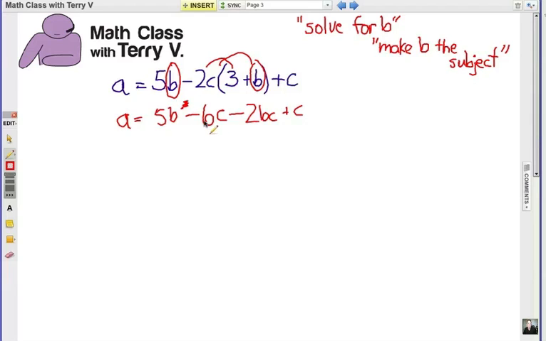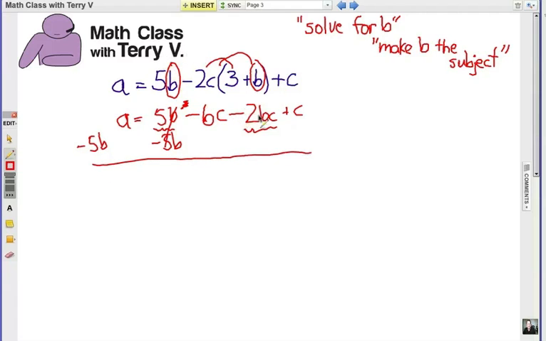Okay, now I have a 5B term there and a BC term there. Those are unlike terms. But let's go ahead and put them over on the left side. So I'm going to subtract 5B here and subtract 5B here. It's going to be a mess, but I'll organize it here in just a second.